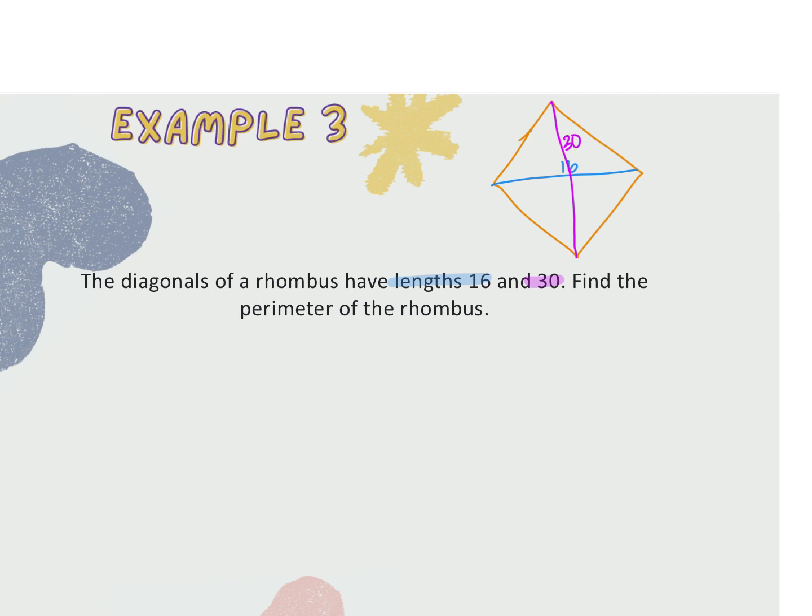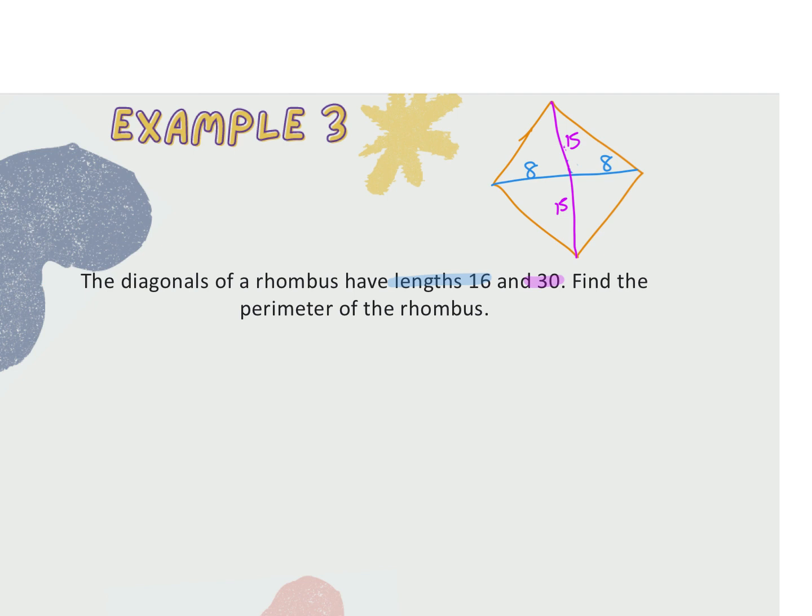I'm going to split it in half. Remember, in a rhombus, your diagonals are bisecting. So looking at it, I'm going to erase these because it looks like it's only for one part. What's half of 16? So I have 8 and 8. And what about 30? 15. Good, 15 and 15.